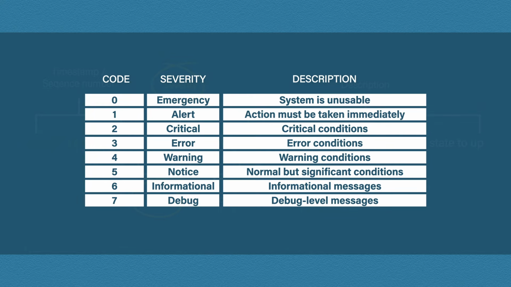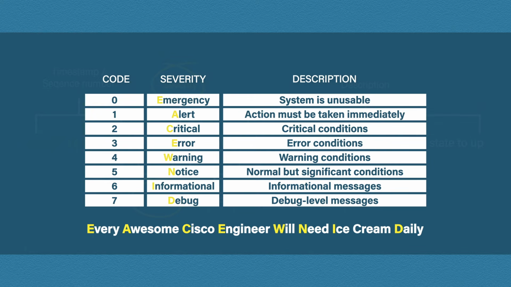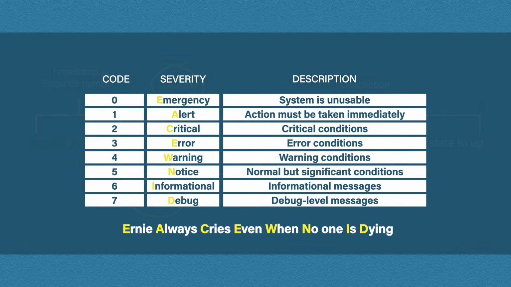Now, unfortunately, this is one of those tables you're going to have to memorize for your CCNA exam. You need to know not only the severity levels, but which order they're in. As with most of these things, mnemonics come to the rescue. A popular one is every awesome Cisco engineer will need ice cream daily. Another one I found was Ernie always cries even when no one is dying, which made me laugh probably more than it should.